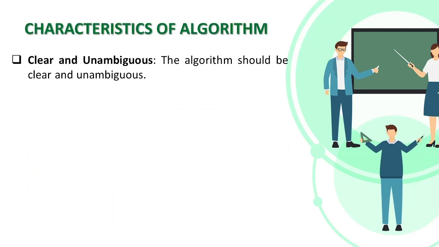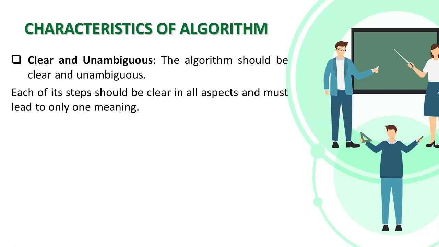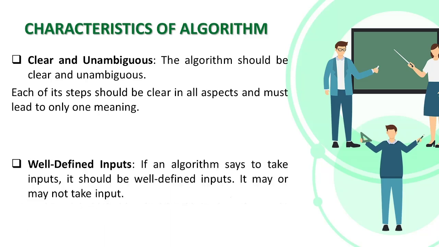So let's look at the first one, clear and unambiguous. The algorithm should be clear, which means that it should not be complex. It should be direct to the point. The second point, each of its steps should be clear in all aspects and must lead to only one meaning. That's the meaning of clear and unambiguous.